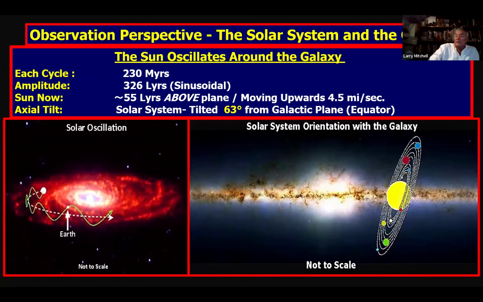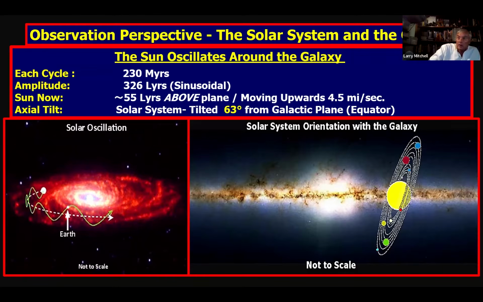The sun oscillates around the galaxy. It takes the sun about 230 million years to revolve around the Milky Way. If you were to age the sun, it's made about 20 trips around the Milky Way galaxy so far. And this movement is sinusoidal. It moves up above the plane and below the plane. Right now, currently, we're about 55 light years above the plane of the galaxy, and we're moving upwards at 4.5 miles per second.